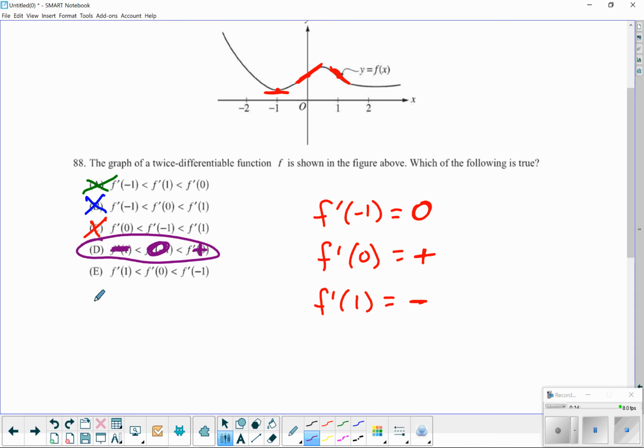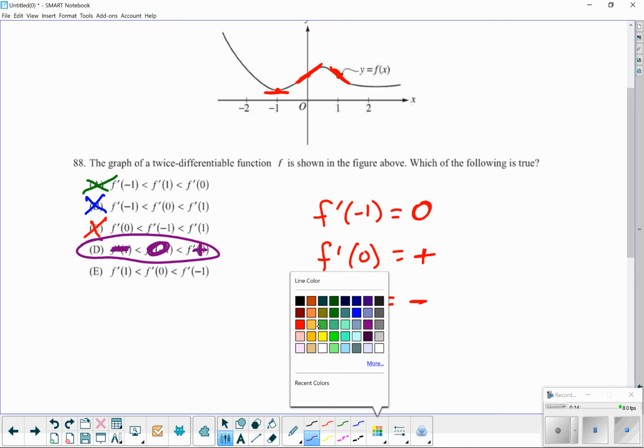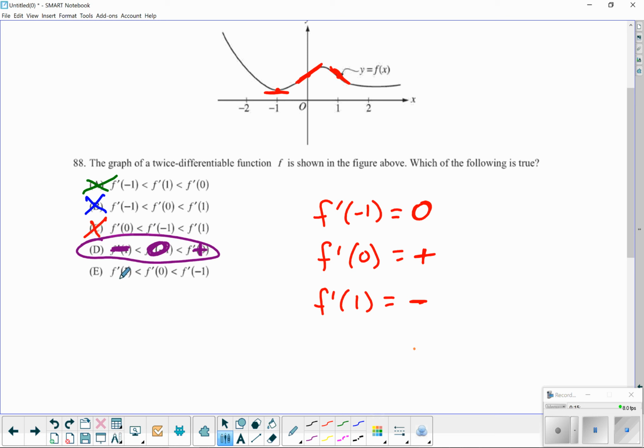Okay. And we can double check the last one really quick. I'll do that in orange. Okay. So this says f prime of 1, f prime of 1 in this case is negative, so negative is the smallest. f prime of 0 is positive, which is true. Okay, a negative is smaller than positive. But then it's saying that the positive is smaller than f prime of negative 1. f prime of negative 1 is 0, so it's saying positive is smaller than 0. That's not true, so this one is not it either. So 88 should be D.